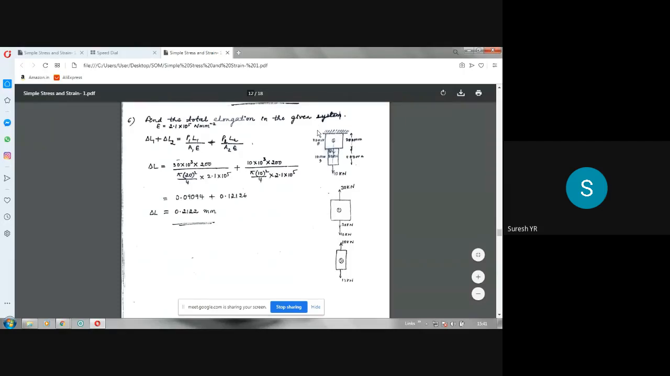That means this is fixed. This is fixed because it is hanging. Weight of the bar will be acting downwards. So forces are acting here. That is why it is fixed here.